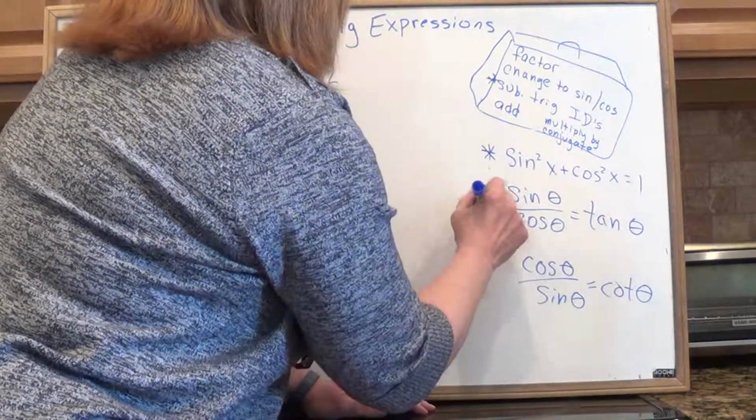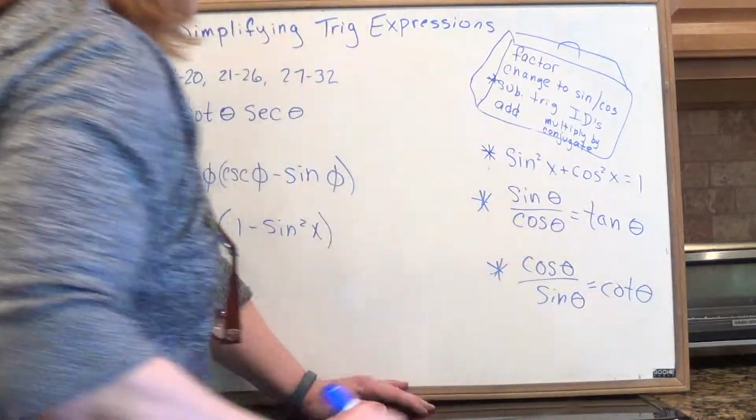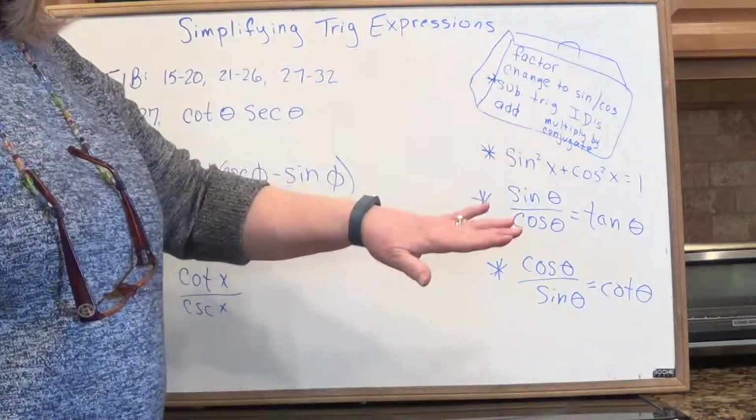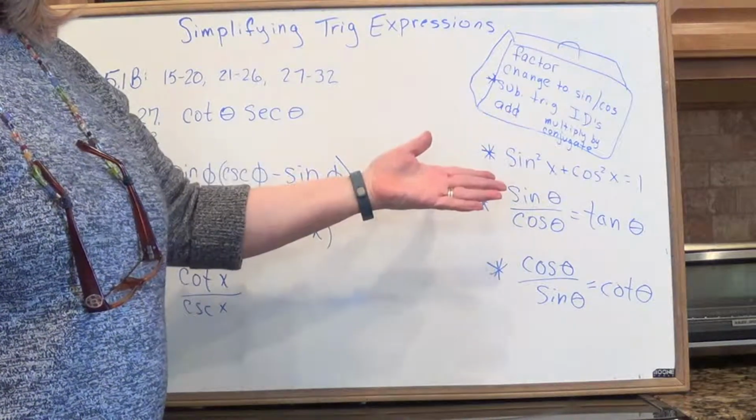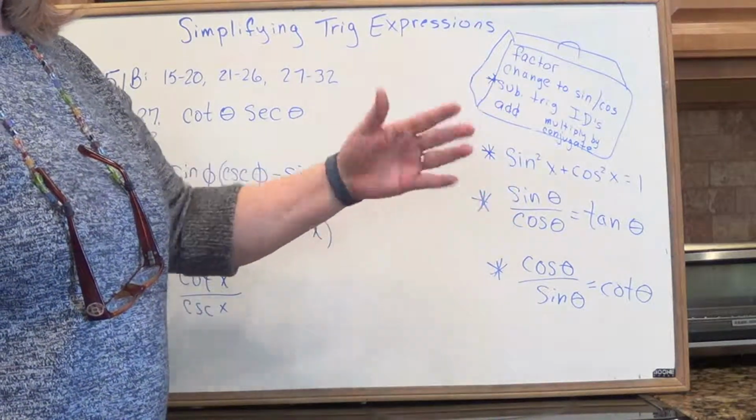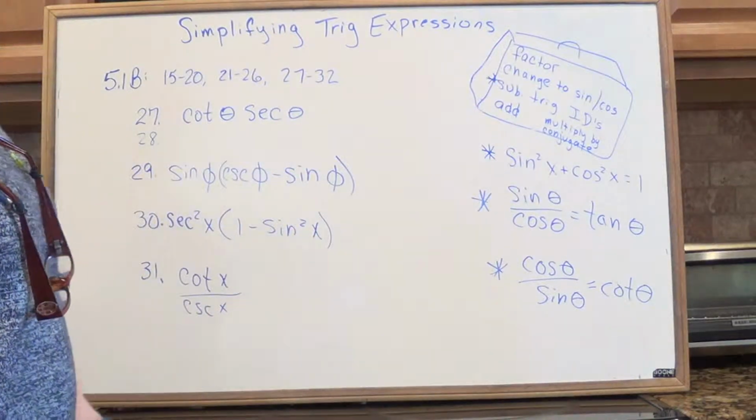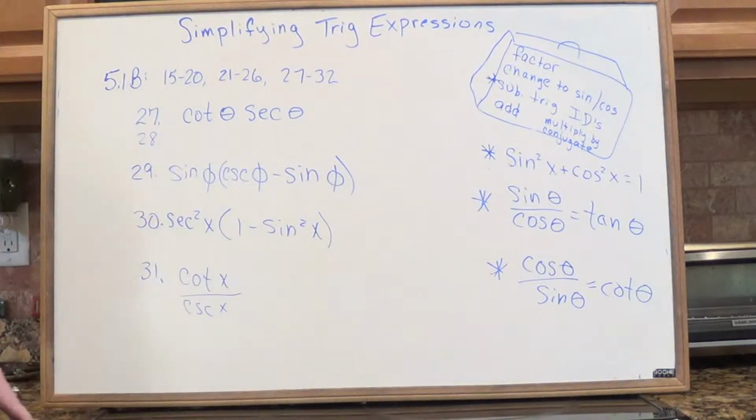I'd say don't get too overwhelmed. Know these. And you need to know that sine is the reciprocal of cosecant. Cosine is the reciprocal of secant. And tangent is the reciprocal of cotangent. How do you like that, the dramatic hand motions?